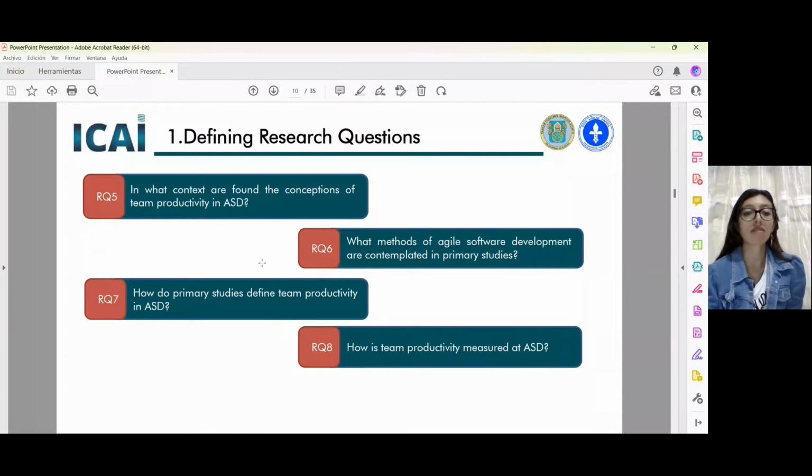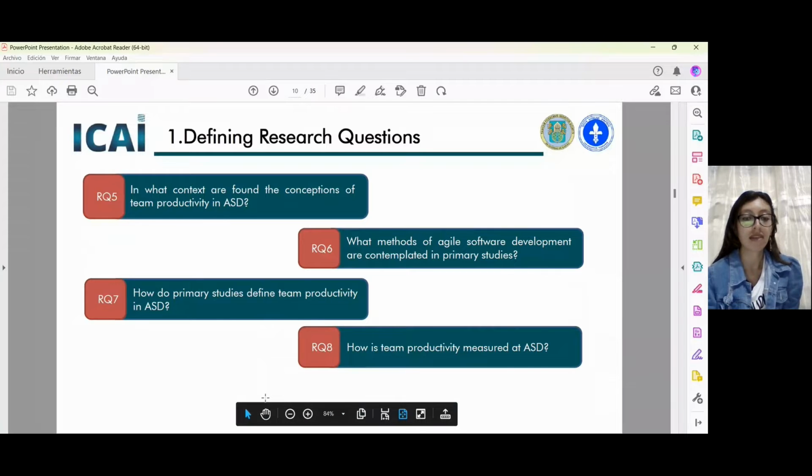Number 5, in what contexts are found the conception of team productivity in ASD? Number 6, what methods of agile software development are contemplated in primary studies? Number 7, how do primary studies define team productivity in ASD? And number 8, how is team productivity measured at ASD?